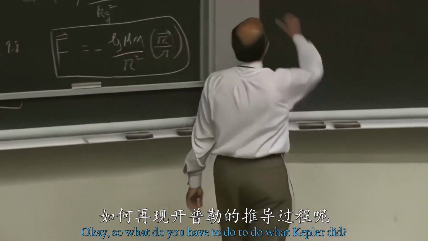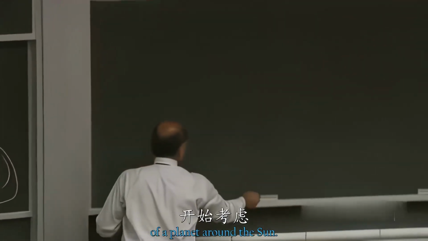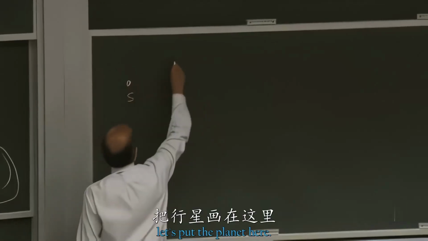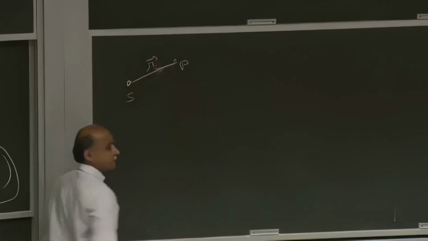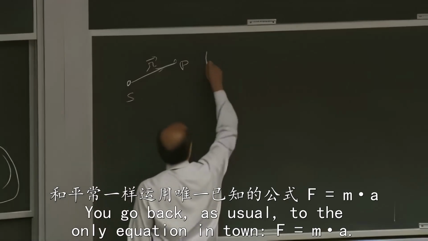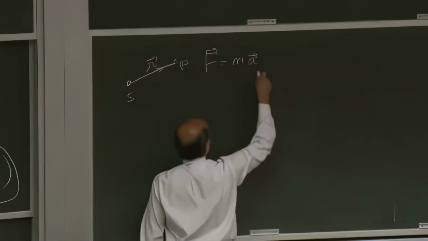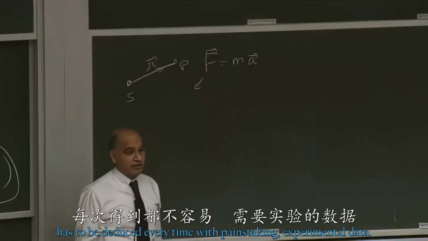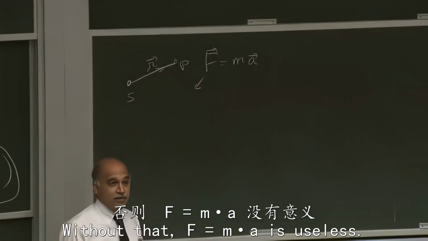So what do you have to do to do what Kepler did? We're going to consider the motion of a planet around the sun. So let's put the sun here. Let's put the planet here. The planet's at a location r. You go back, as usual, to the only equation in town, F equals ma. Now, F, I told you, has to be deduced every time with painstaking experimental data. Without that, F equals ma is useless.